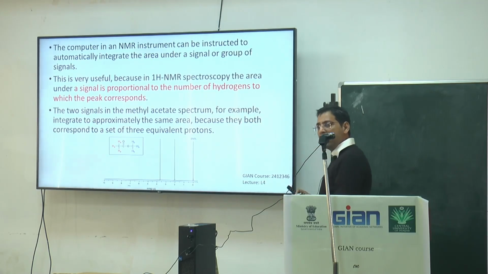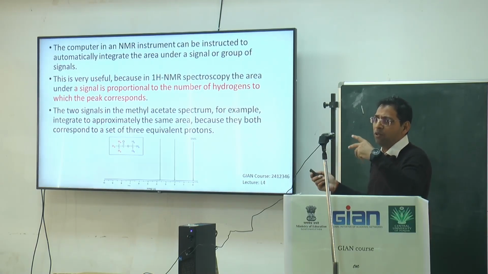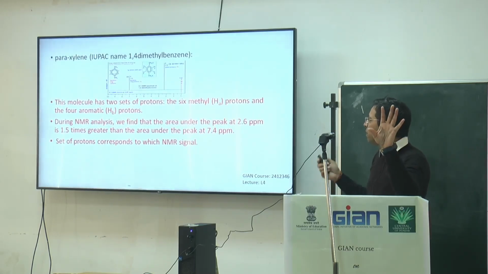So one HNMR is only associated with this hydrogen proton resonance, and the two signals in the methyl acetate pattern integrate to approximately the same area because they have the same number of equivalent protons. So you know a little bit about what the NMR spectrum is and what the peak means here. Now I am coming a little bit more.